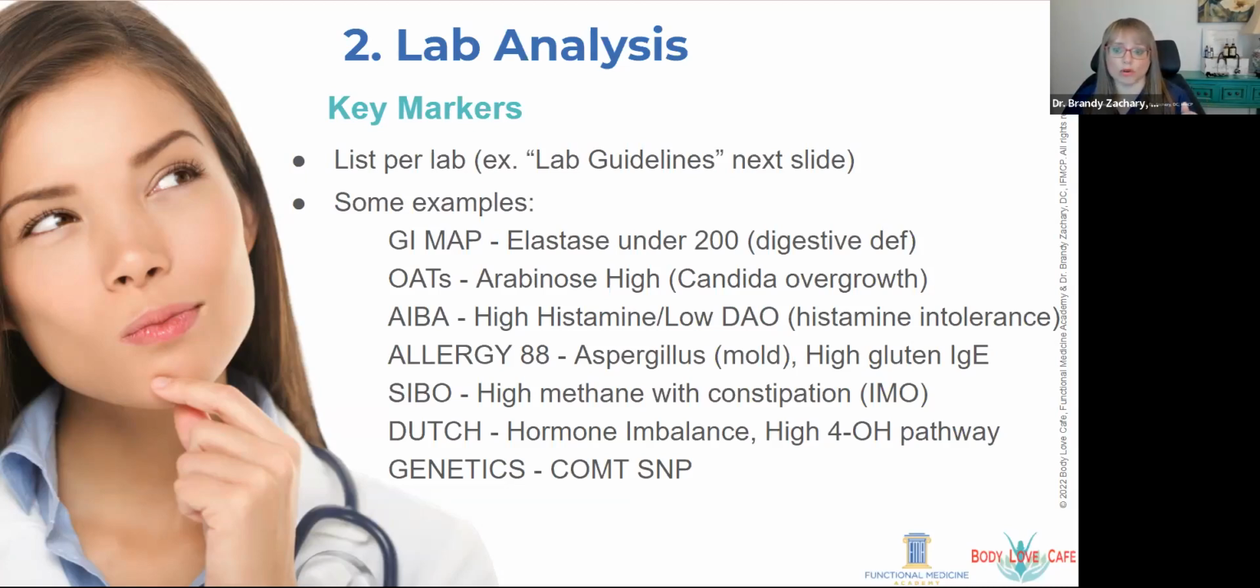Dutch, maybe you see a hormone imbalance. Maybe you see a high 4-hydroxy pathway, and maybe it was a woman with a COMT SNP who's on a synthetic hormone replacement therapy, who's now over 60. So you're starting to get concerned. Is she visiting her OBGYN regularly? Is she getting a mammogram? Have we scanned for estrogenic cancers? How can we improve this metabolism? Are we past the phase of having this hormone replacement therapy? So lots of key questions. Genetics, already mentioned COMT SNP.